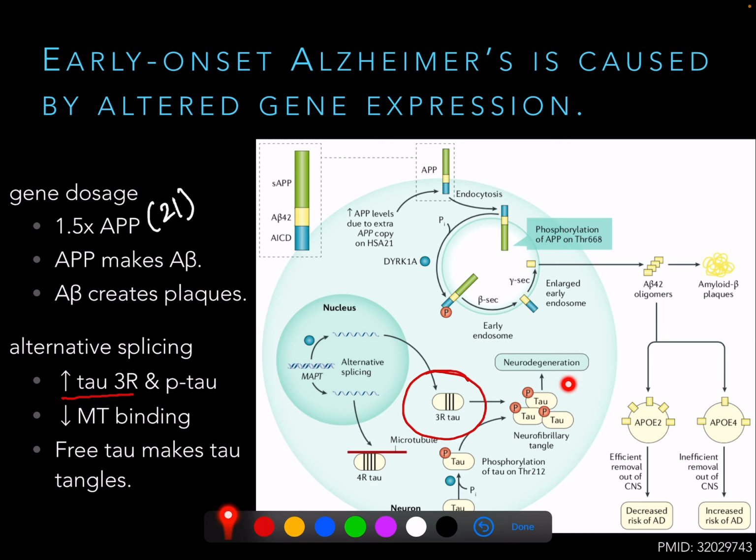tangles. Even though tau is not on chromosome 21, it's still affected because there are little soluble factors that can go and mess with other genes. So we've got 50% more A beta, and we make a version of tau that tends to come off of microtubules and stick together. We're going to revisit this in just a little bit.